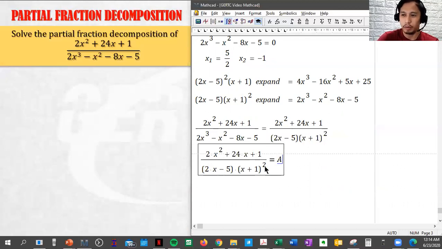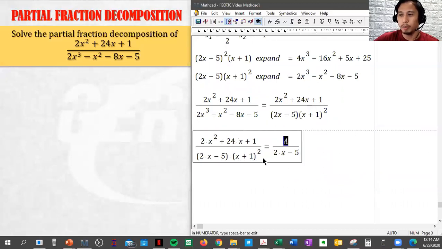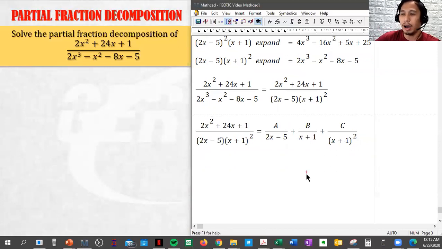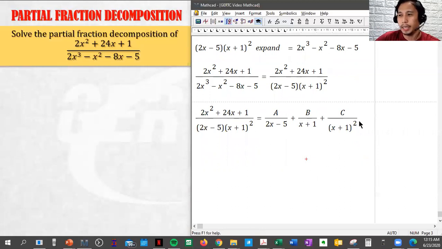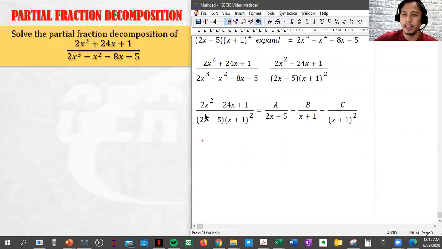That is equal to a over 2x minus 5. Again, by doing the decomposition, you may start with x plus 1, no? Like making its numerator as the a, no? Depende lang. No? B over x plus 1, then c over x plus 1 squared, or pwede ito ma-interchange. As long as yung makuha nating values ng a and b and c must correspond to their respective denominators. Okay? Now, how to solve for a, b, and c? So the same as what we did kanina, we are to multiply both sides by this, no?